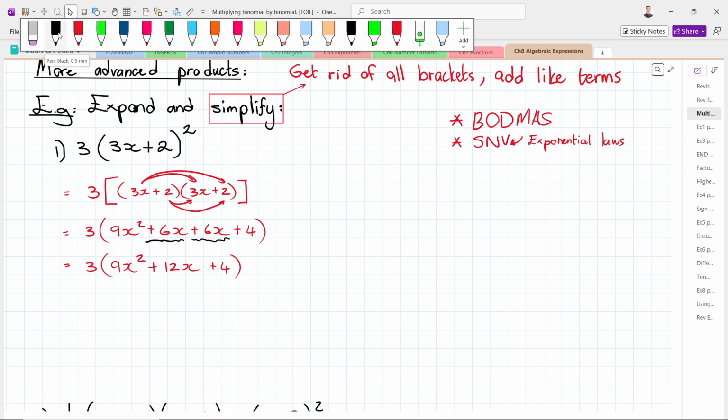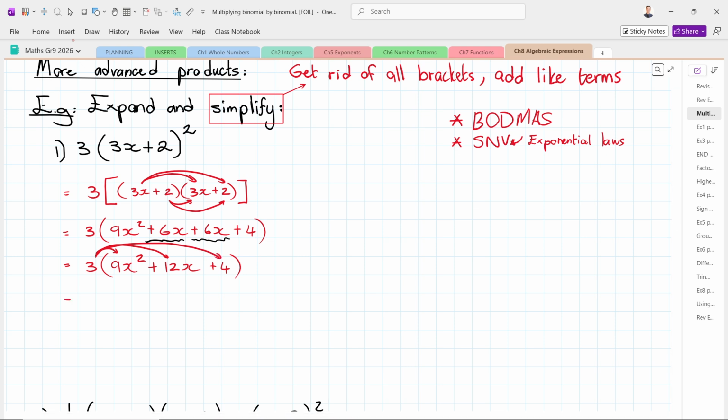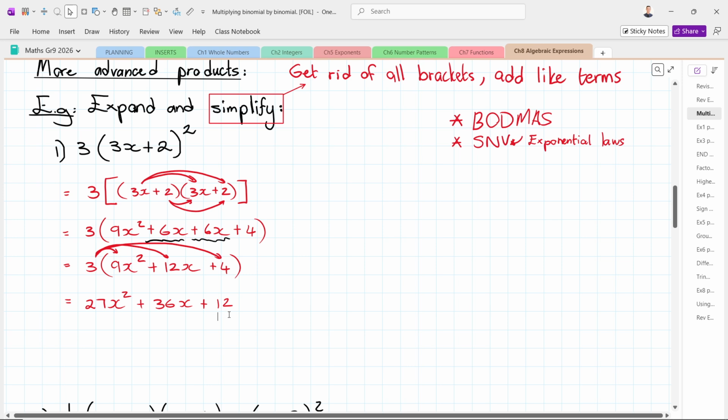The 3 is actually just going to be used as multiplying a trinomial by a binomial, so distribute it. 3 times 9 is 27 x squared, plus 3 times 12 is 36 x, plus 3 times 4 is 12. And then that is our final answer. There are no extra like terms, there's nothing, no brackets left, that's all we can do.